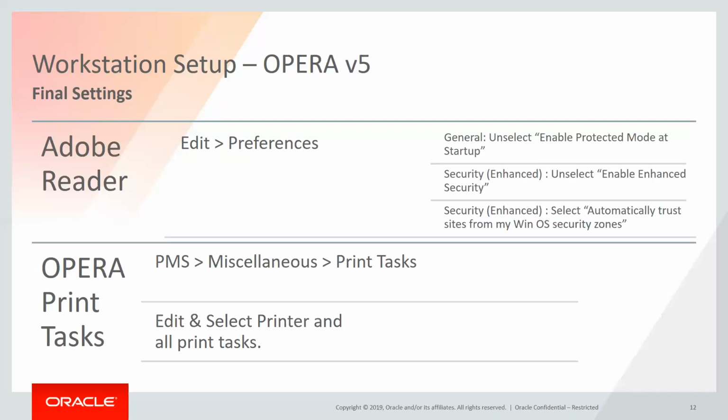Last but not least, once we have logged into Opera, we will go to the miscellaneous print tasks and indicate where our reports should print from our new workstation. So whether you're using Opera version 5 on-premise or hosted, the steps to set it up are the same as they were just shown to you.